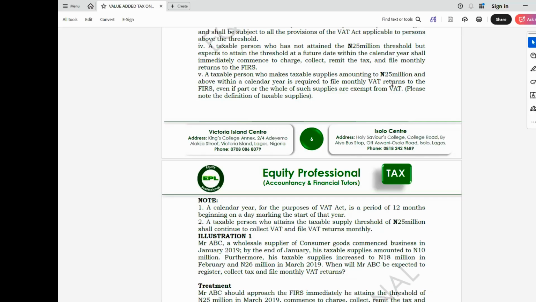unless you suspect that you are going to get up to that 25 million. You can decide to voluntarily continue to charge VAT.